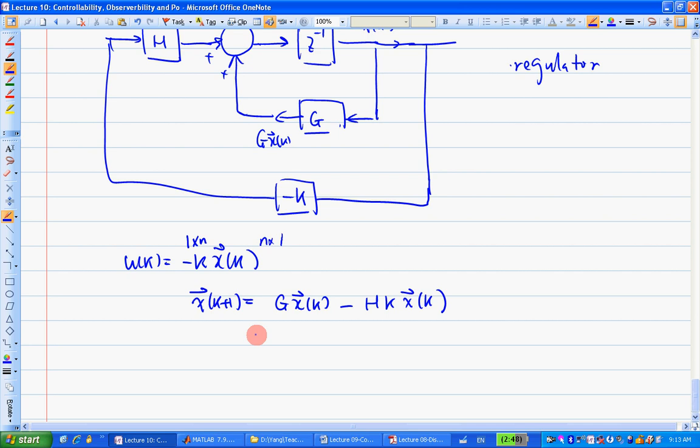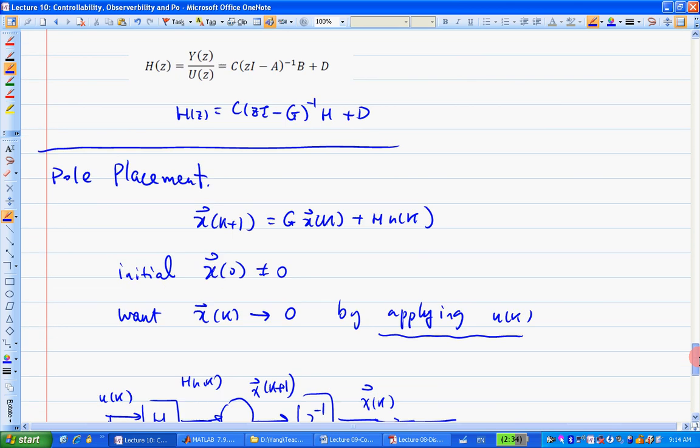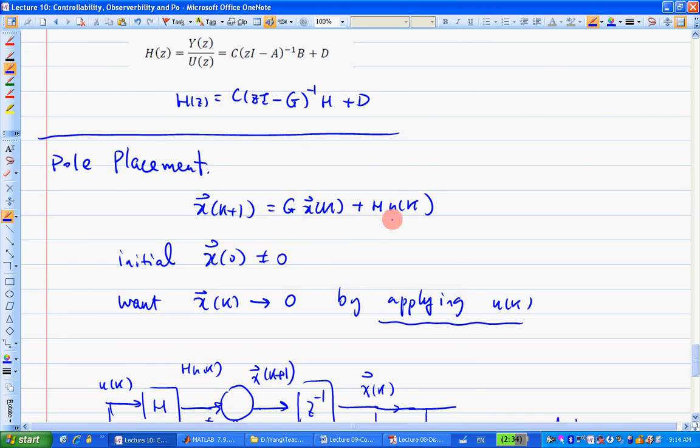So altogether, if you simplify this, what do we have? x(k+1) = (G - HK) x(k). So with the feedback, our state space equation becomes this. This is the feedback. What's the original one? The original one is this here, right?